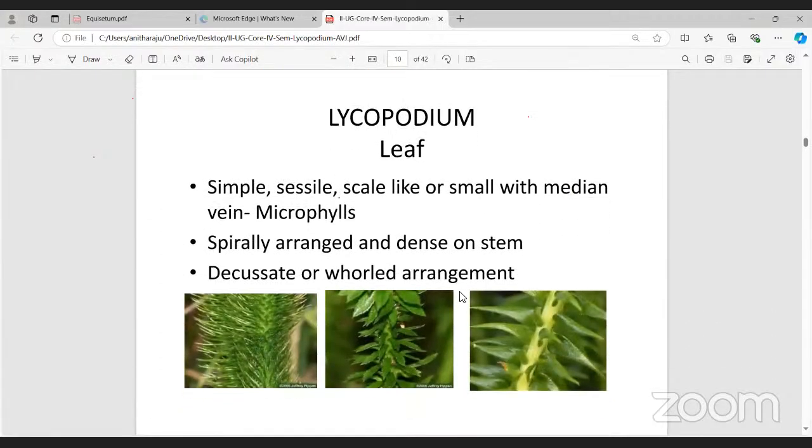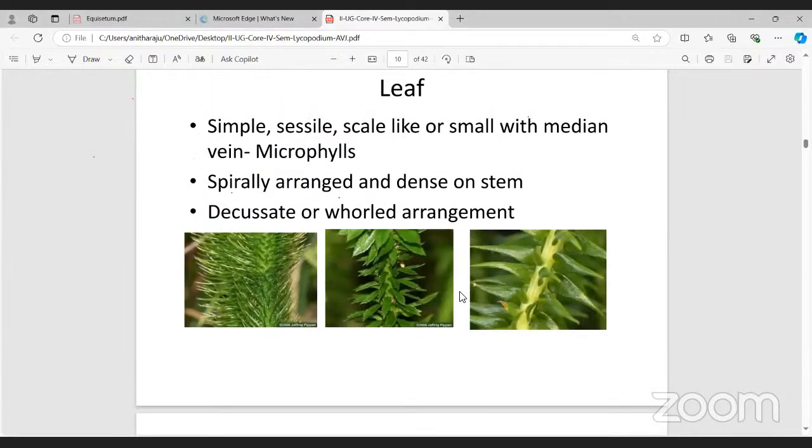What about leaf? Leaves are simple, sessile, scale-like, small, with median vein. Microsporophylls spirally arranged and dense on the stem, decussate or whorled arrangement. Decussate is very rare, but mainly spiral arrangement. Decussate arrangement means simply the leaves are arranged in opposite directions, that is called decussate.